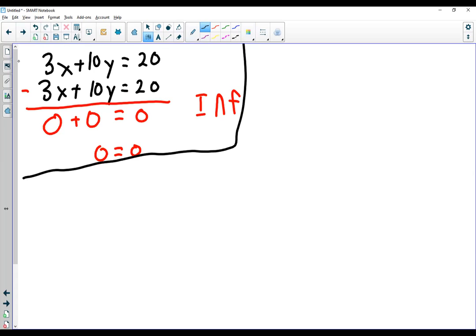What if this was like a 19? Then it would be no solution. Yeah. So in a situation like this, if it's a true scenario, like 0 equals 0, that's always true, or infinitely true. So that's why we say it's infinite solutions.